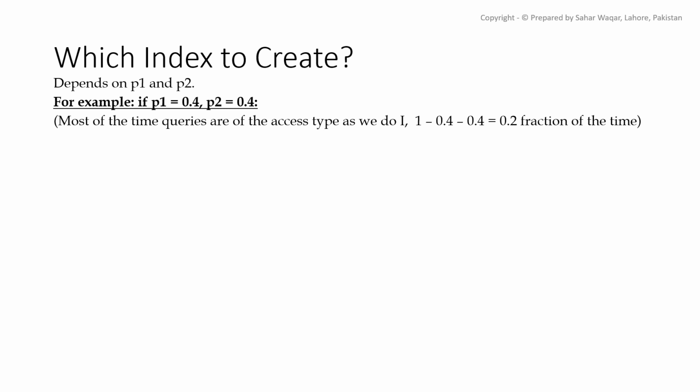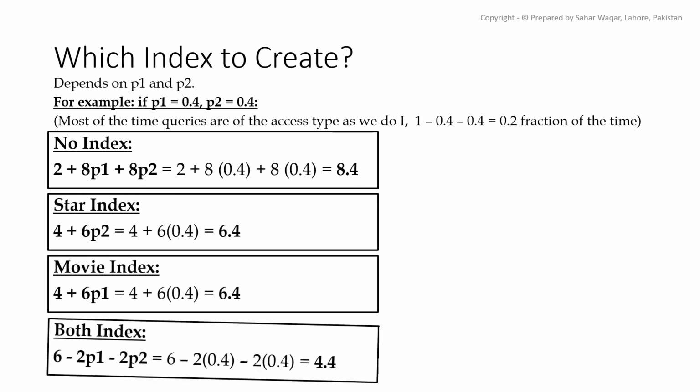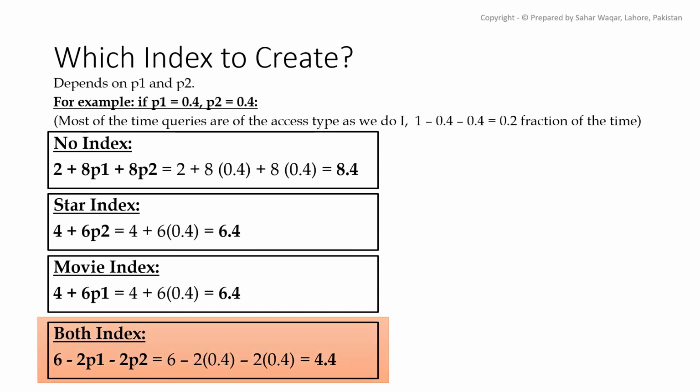Let's change our scenario. Now if P1 is equal to 0.4 and P2 is equal to 0.4, that is, access queries are taking approximately 80% of the time and insert queries are taking 20% of the time. After calculating average values for all the possible indexes, the option of both indexes gives a lower cost. So in an application where access queries dominate modifications, it is better to have both indexes. Since Q1 and Q2 are equally distributed, we need both indexes, that is on the star and movie attributes.